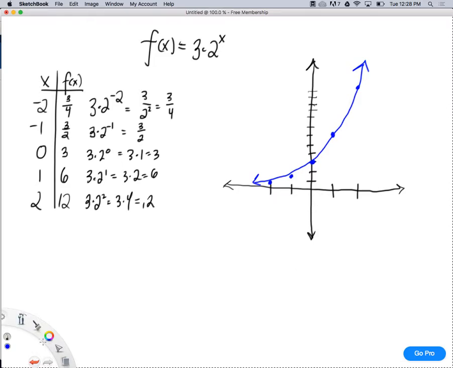Whenever you're graphing an exponential, make sure you include the asymptote. That's super sloppy. The asymptote is here at y equals 0. Any questions on that? No?